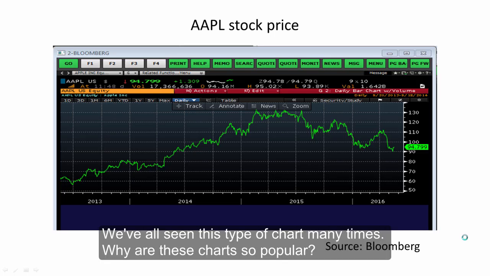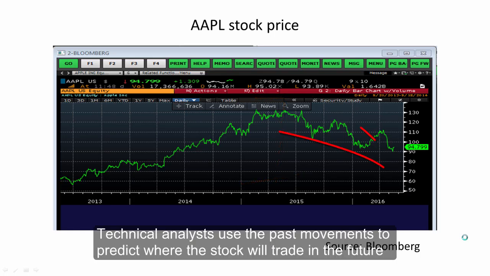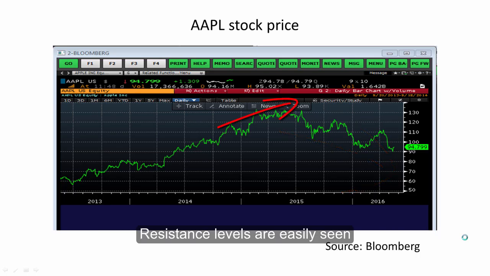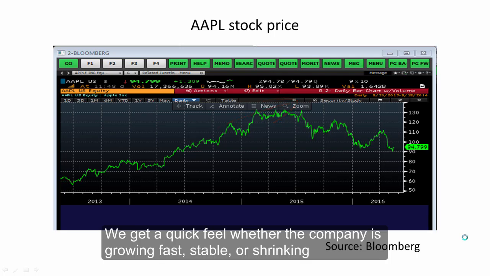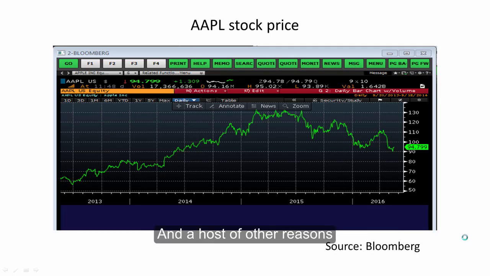Why are these charts so popular? They give us perspective on the range of prices, and whether that range is large or small. Technical analysts use the past movements to predict where the stock will trade in the future. Resistance levels are easily seen. We get a quick feel whether the company is growing fast, is stable, or shrinking. It's the fastest way to get a first impression of the stock's performance, and a host of other reasons.